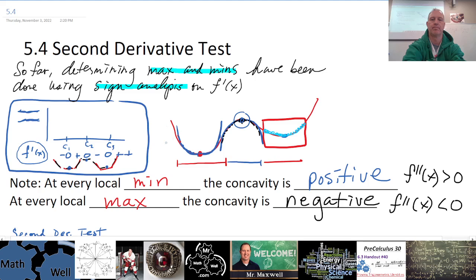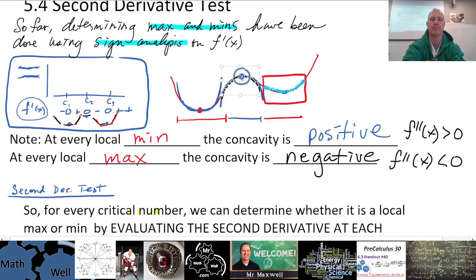But for polynomials, where we don't have cusps or corners or something strange like that, then it's always positive, which will be 99% of the time probably for you. And conversely, at every local maximum, like I drew over here, the concavity is negative. So it opens down, just in that region. Therefore, the second derivative must be negative.